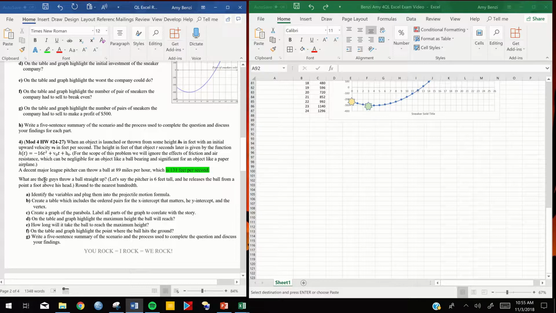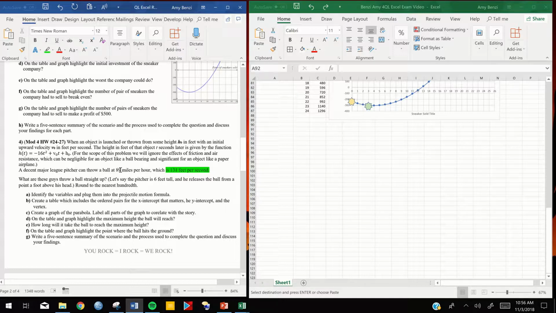So these guys, what are these guys? Throw a ball straight up. Looks like we have some typo there. I'll deal with that later. Let's say the pitcher is 6 feet tall and he releases the ball from a point a foot above his head. So that's giving us our initial height, but it's making us think a little.